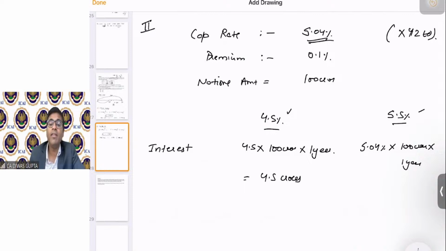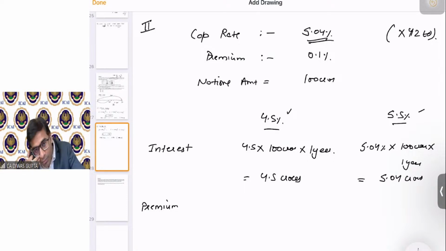So I will end up paying 5.04 percentage on 100 crore for 1 year. So this is equal to 5.04 crores. Apart from this, in both the cases, I will end up paying premium. However, in the first case, the option is not exercisable, but still I have to pay premium. Premium is a sunk cost. I cannot avoid that because that is when the liability will be assumed by the person who is selling that option. Okay. What is the premium?